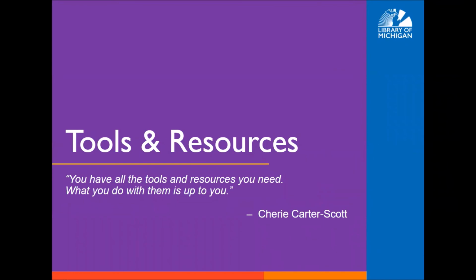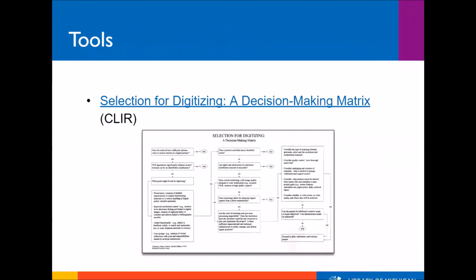Okay. Last, we're going to look at some tools and resources to help you with selection. If you're looking for tools to help you navigate scope and selection for digitization, there are a handful of ones that can make it easier to be objective about the process. The first is CLEAR's Selection for Digitizing a Decision-Making Matrix. This document distills the information contained in Selecting Research Collections for Digitization, which frames the decision-making process for selection of materials for digitization as a series of questions into an easy-to-use decision tree.